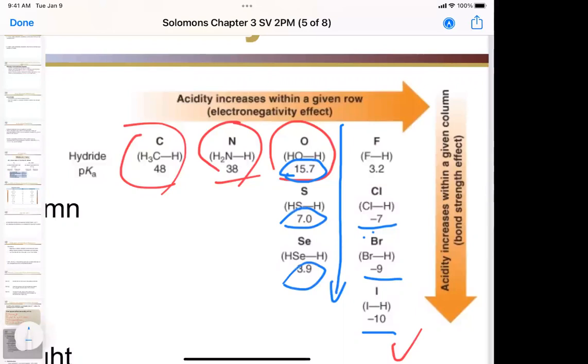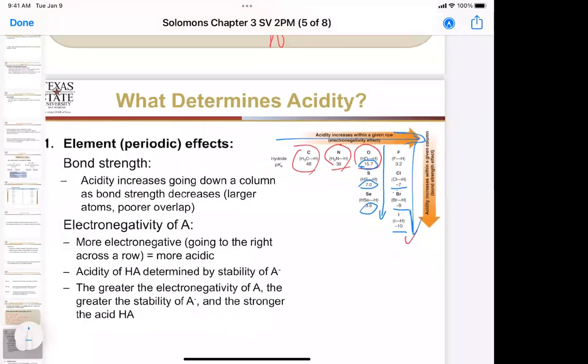So if you're going to do just electronegativity, go across a row. If you're looking at size, you're going to go down a column with increasing acidity. All right, questions on that?